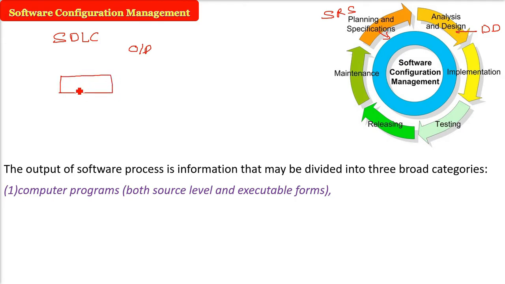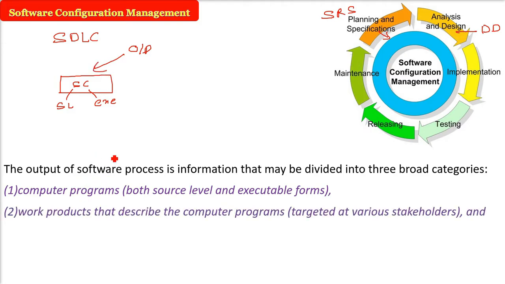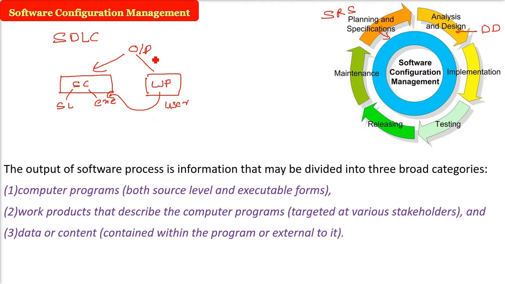The first one can be computer programs. Of course, this is the basics. That is the source level, the source code. It can even be the executable or the installer. Okay, this can be one of the outputs. The other category is the work product. That is going to give information about the computer programs, and it may be targeted to various stakeholders, say the user guide, user manual, the installation guide, the compilation guide, all these are related to your stakeholders.